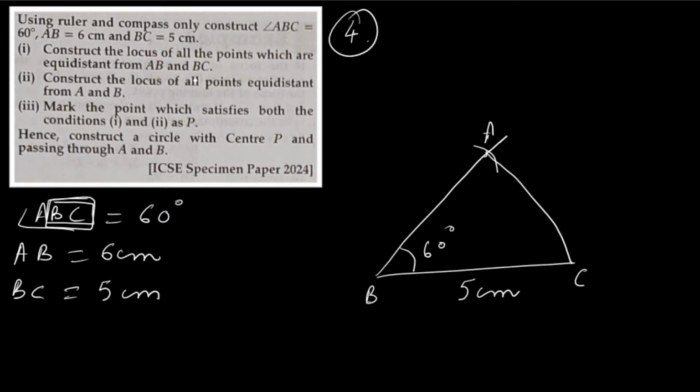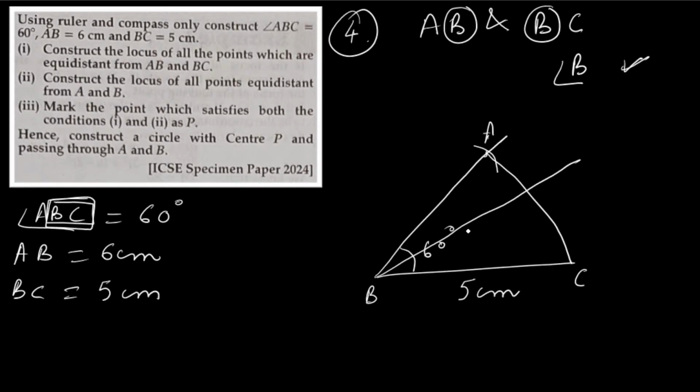So the triangle is completed. Then we have to construct the locus of the points which are equidistant from AB and BC. That means we have to draw the angle bisector of angle B, because from two line segments, whenever we have to draw the locus, that's the angle bisector. So the angle bisector of B will be like this.